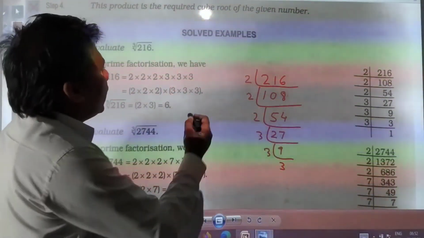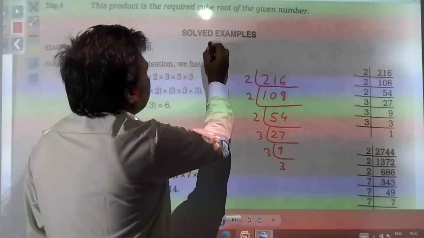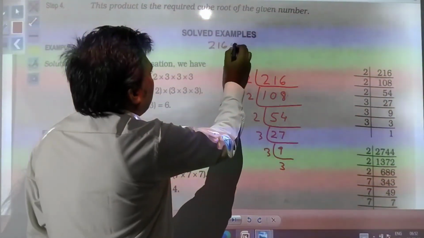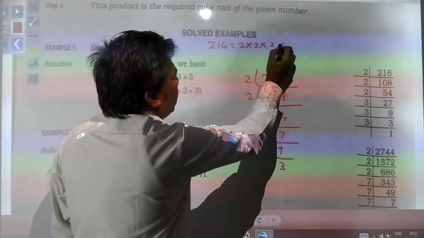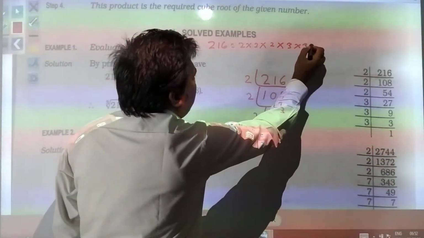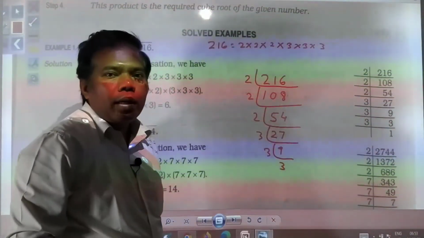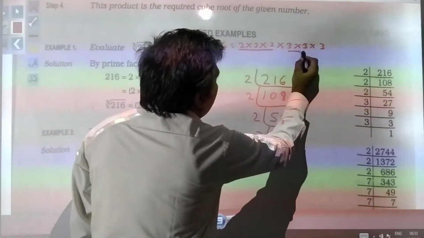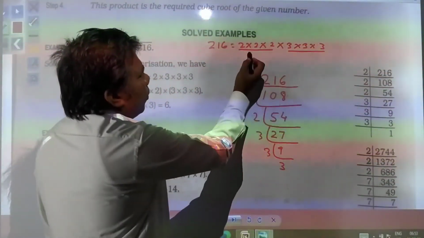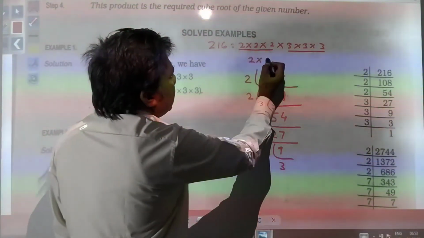Now if you are expressing 216, it will be 2 into 2 into 2 into 3 into 3 into 3. Now you have triplets: one is of 2 and the second is of 3.